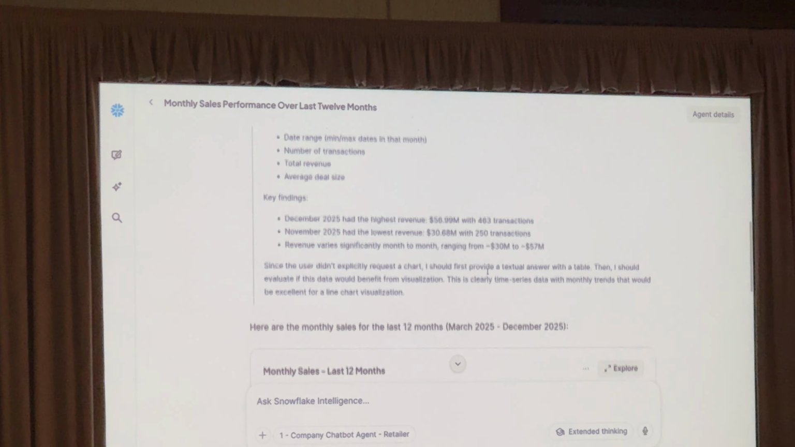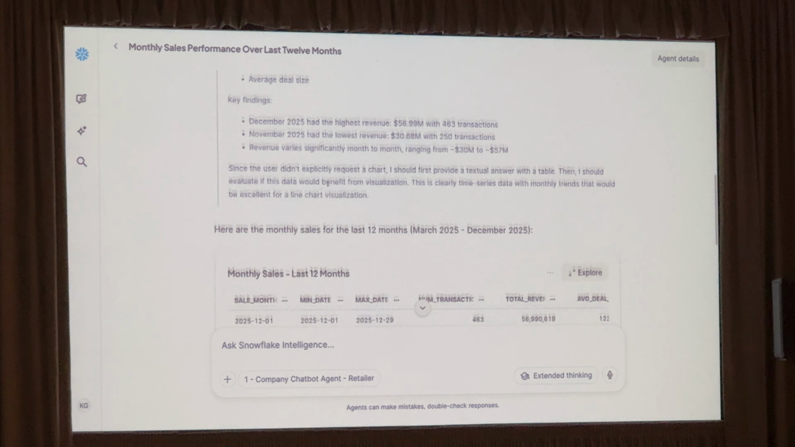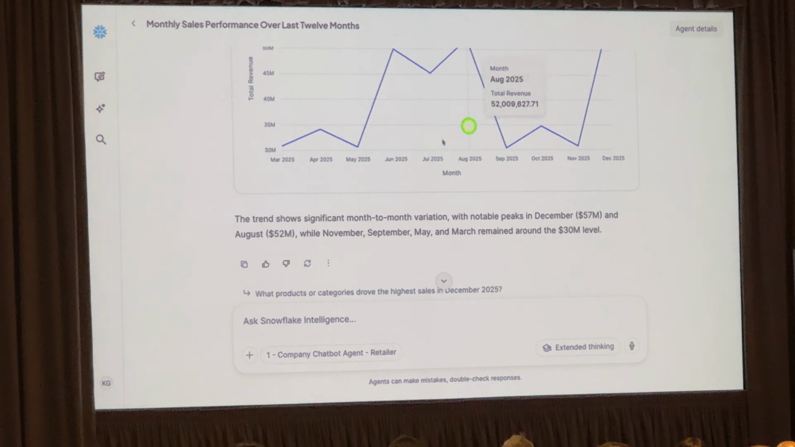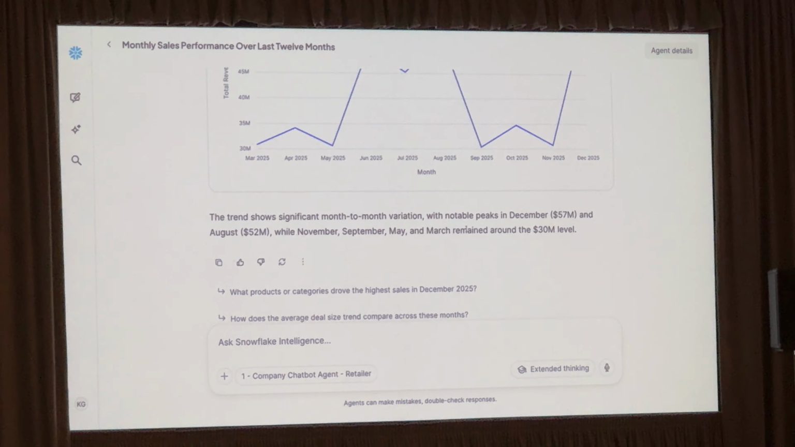So we can see in here all the key findings that it's coming back with, providing the data that we could further explore or chart, and then we finally get this nice little view of our sales for 2025. So we can see it's calling out some month-to-month variation, things like that.